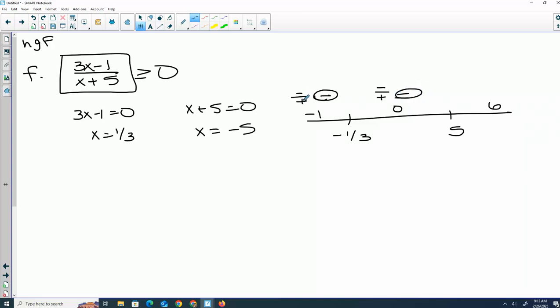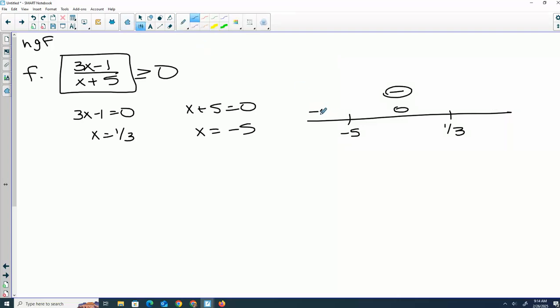Did I mess up here? Shouldn't the 5 be negative? Yeah, I had a negative 5 and I put a positive. Let me fix that. So, how about negative 5 and positive 1/3? I flipped the signs when I brought them over to my sign line. Okay, so we can still do 0, which gave us a negative. But now we need smaller than negative 5.